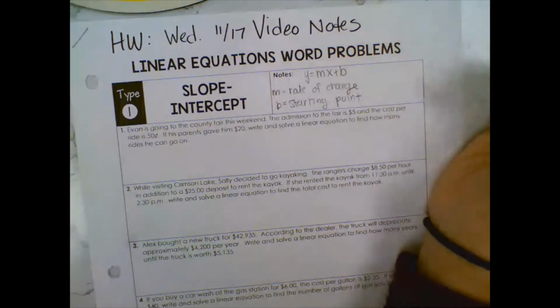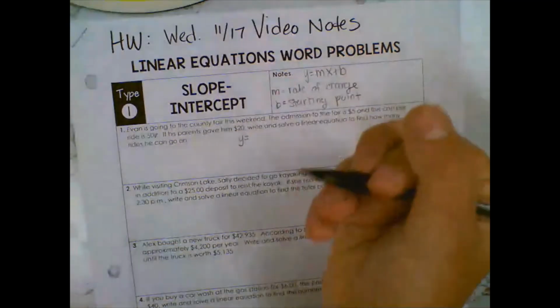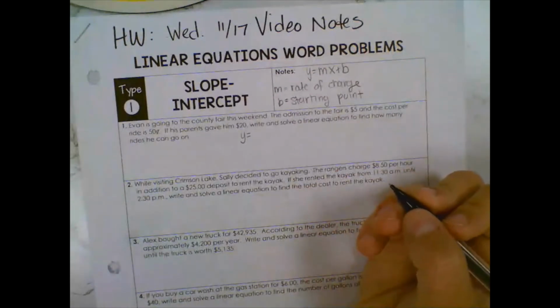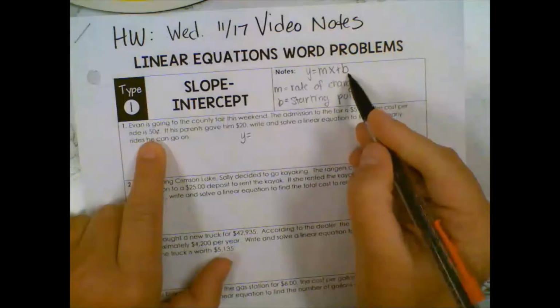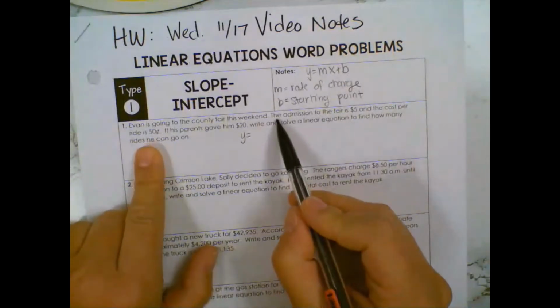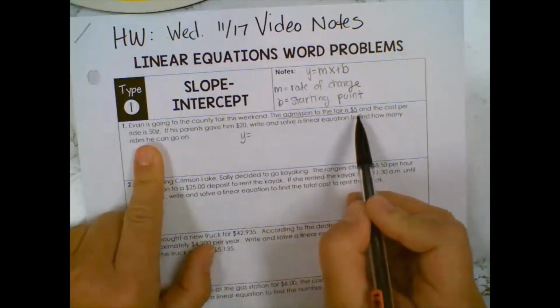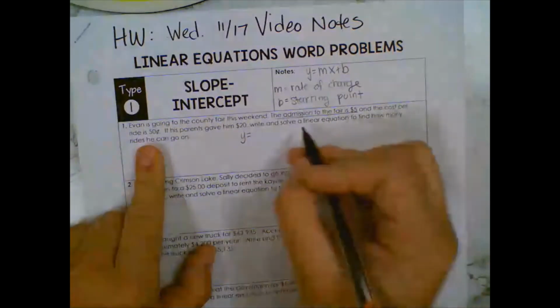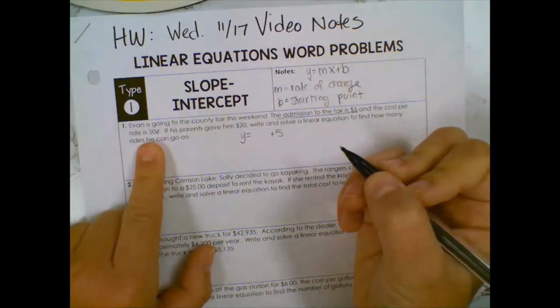So what we're going to write, y equals, and y is going to represent the grand total. That's usually what happens here. And then m is going to be the rate of change. B is the starting point. So the starting point would be the time they enter the fair. So when we start or go to the fair, our starting amount that we have to pay is $5. So that will be our B in the problem, the $5.